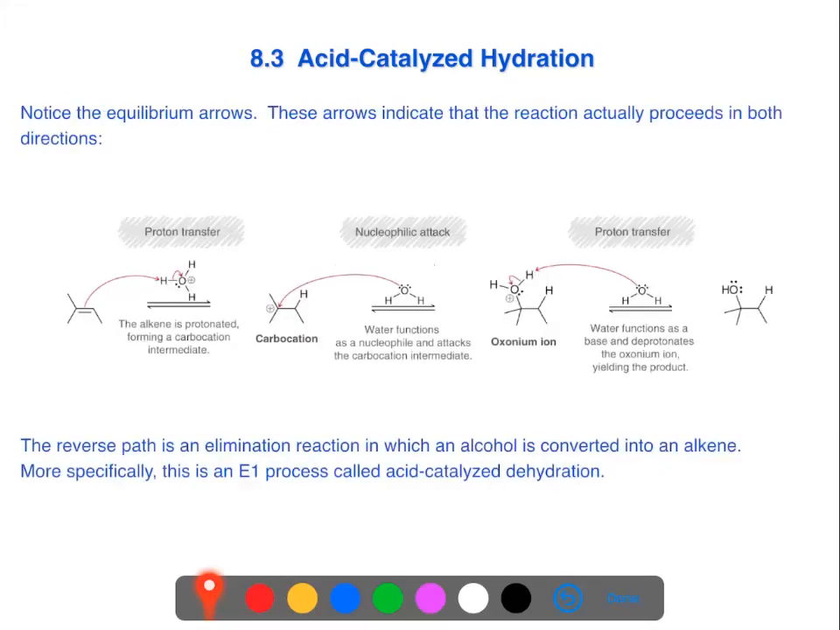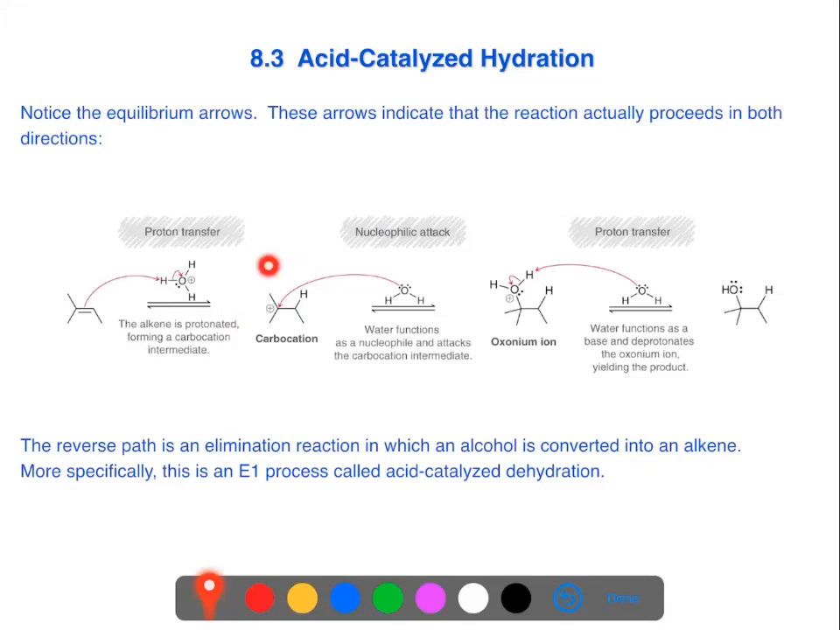Now, if we look at the mechanism for this reaction, it proceeds in much the same way that we saw for hydrohalogenation. The first step is a proton transfer, and no surprise, the proton transfer is going to come from that acid present in the reaction mixture. So as shown, we're using the hydronium ion to represent that acidified water. And so the hydronium ion is acting as your acid, the alkene again acting as your weak base. And so the proton transfer results in the formation of a carbocation.